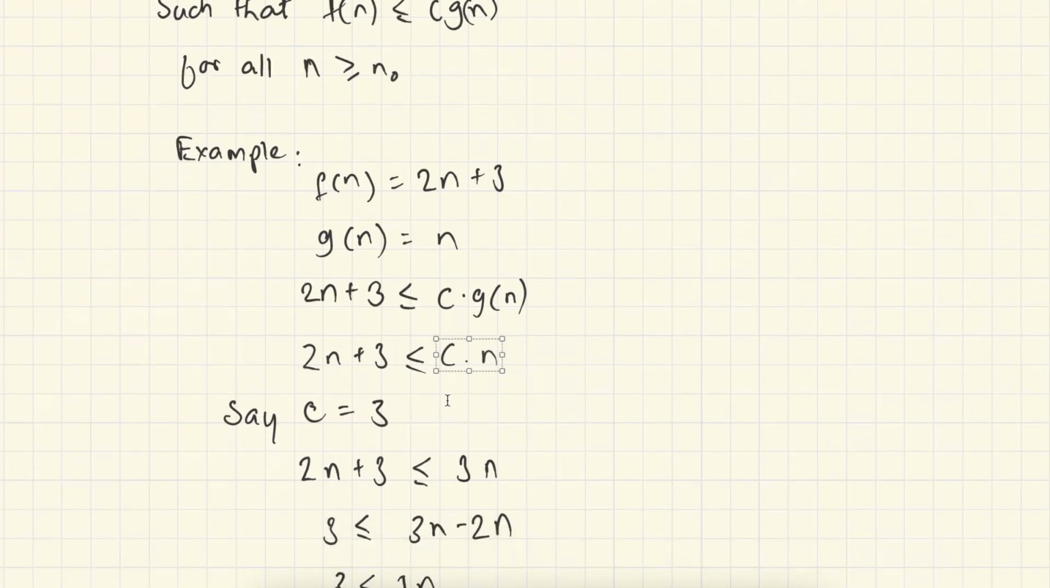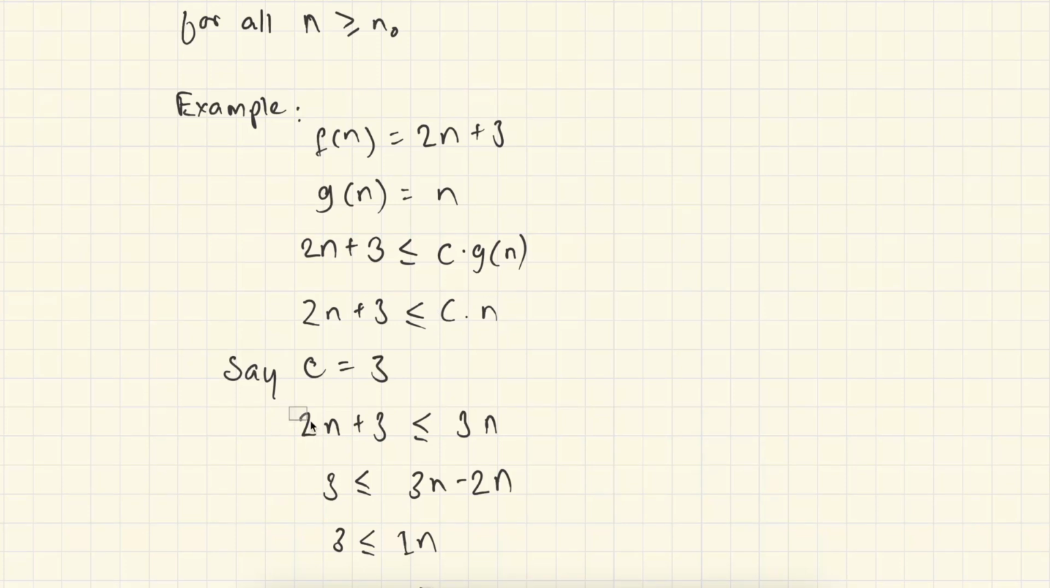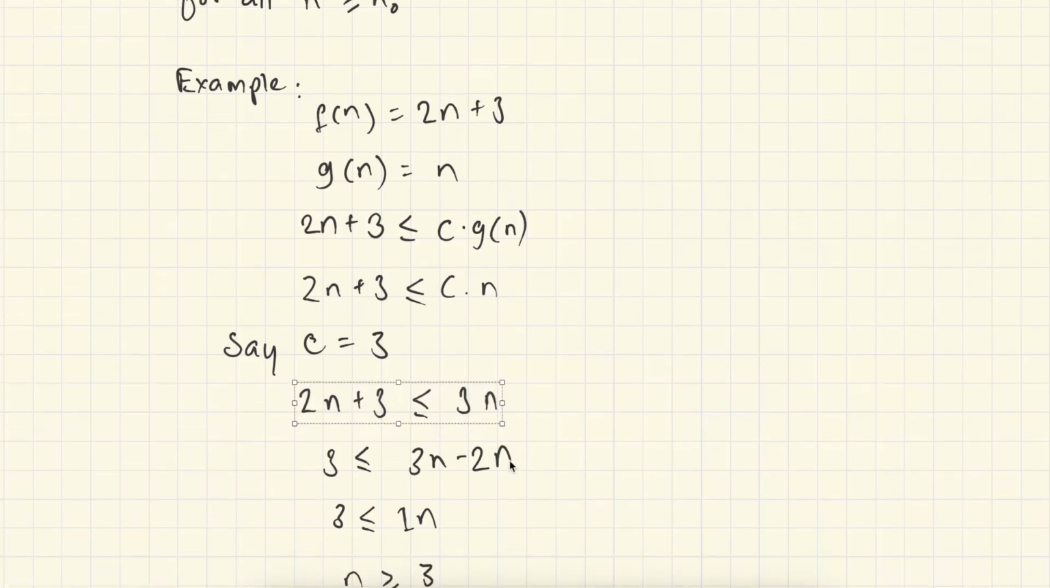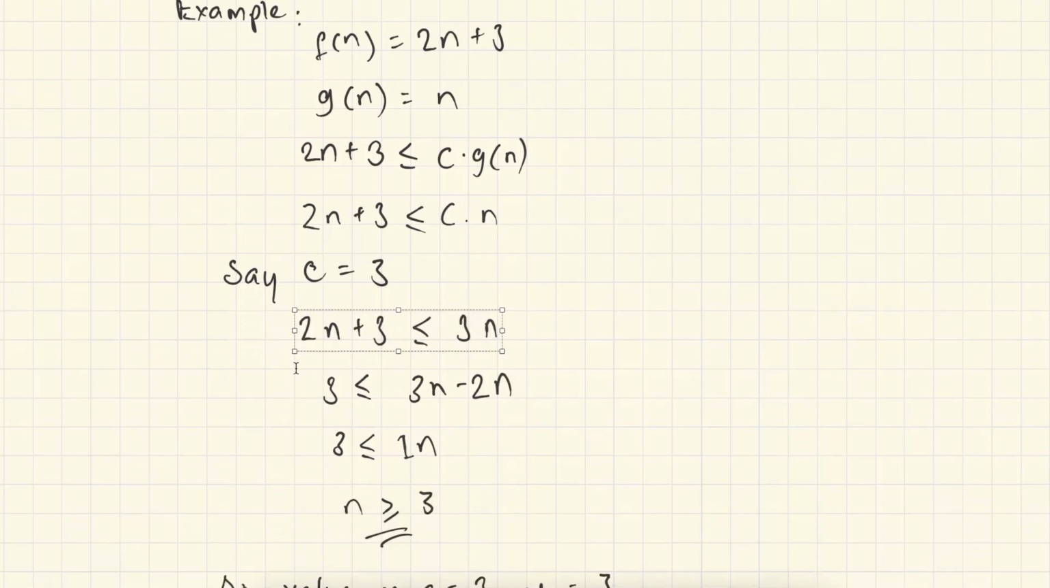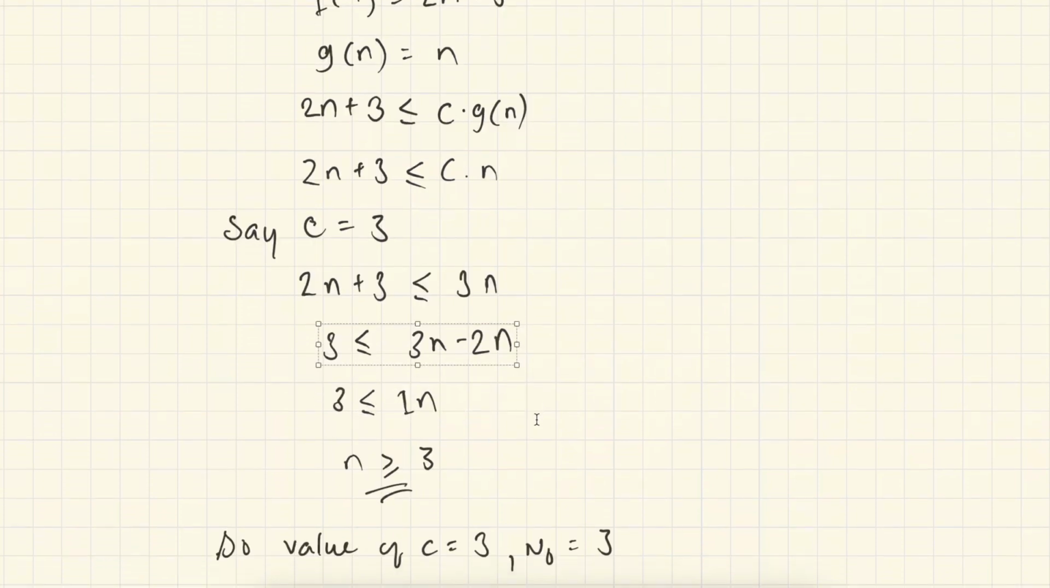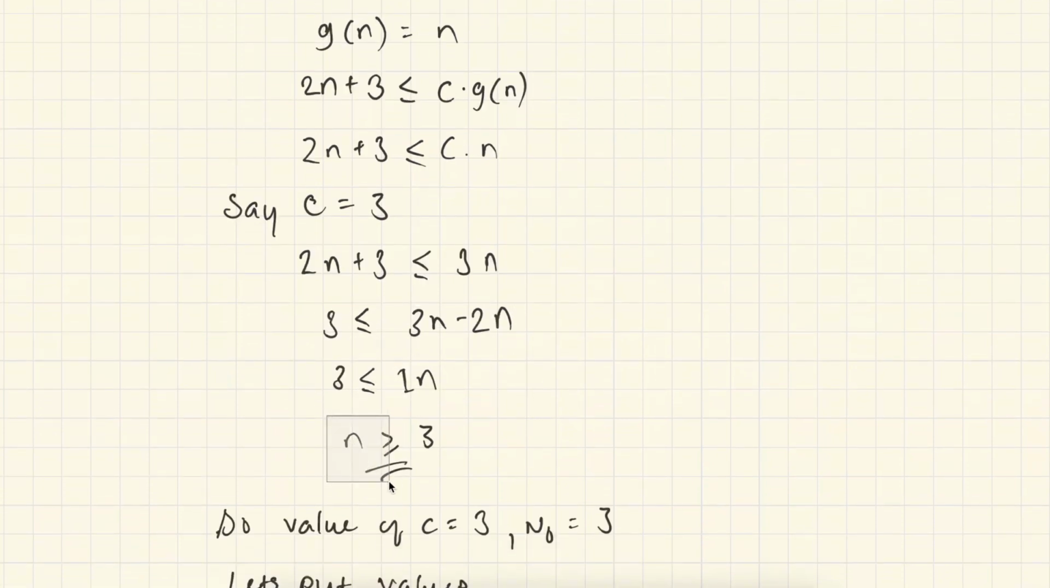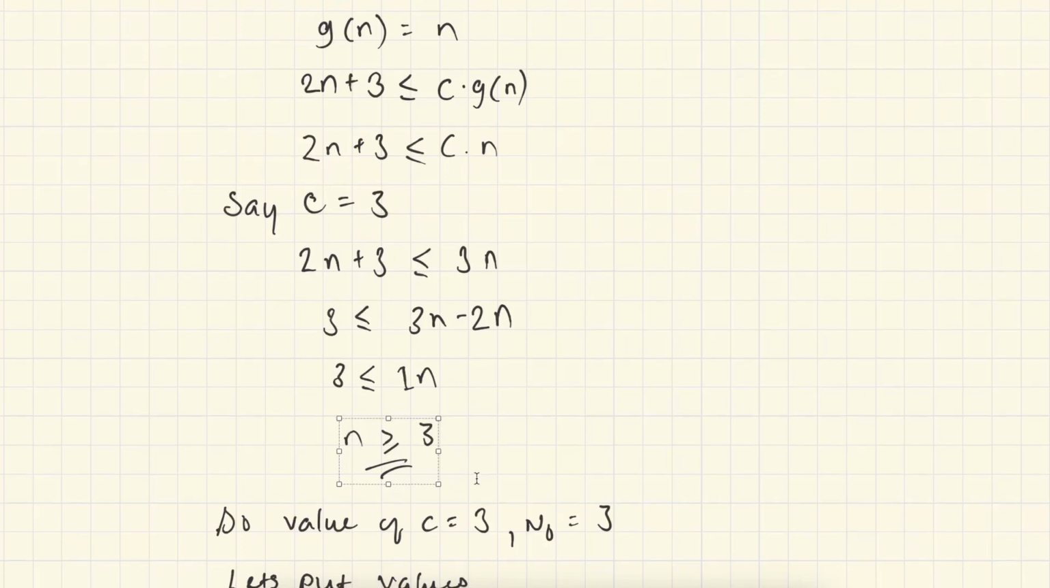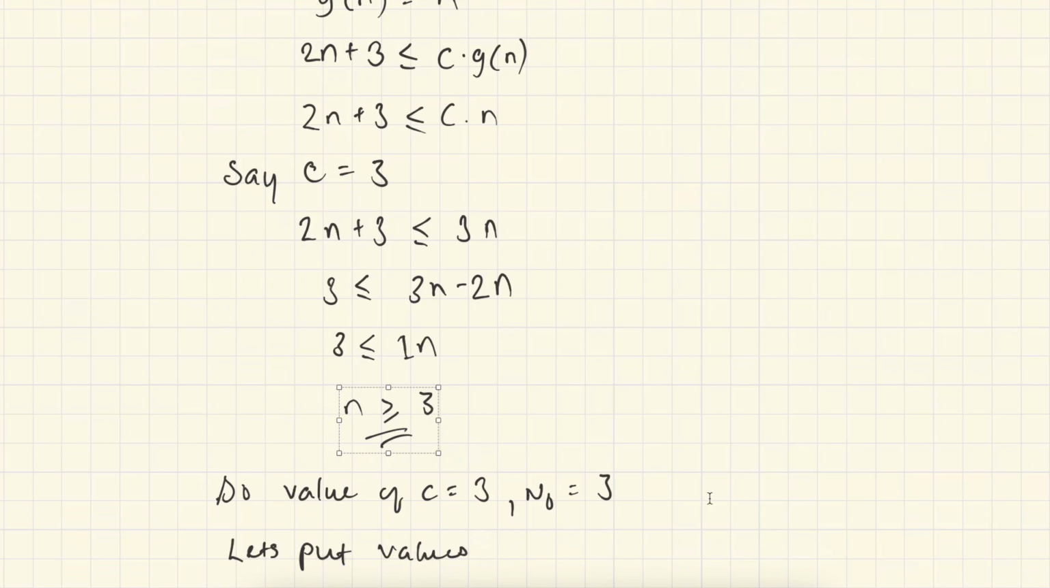So now let's put the value of 3 here. It becomes 2n plus 3 less than or equal to 3n. Okay? And then it becomes 3 less than or equal to 3n minus 1, and we ultimately get the value of n greater than or equal to 3. So we get the value of n and we get the value of c also. So our c is equal to 3 and n naught is equal to 3.